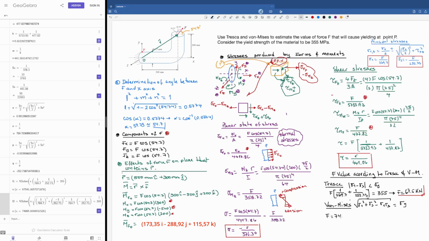It's going to be 74.86 kilonewtons, which is larger than Tresca, because just remember that Tresca is more rigorous in the sense of safety than von Mises. And this is the end of the problem. So we got those two forces, one according to Tresca, one according to von Mises, that according to the loading case will yield at point P.